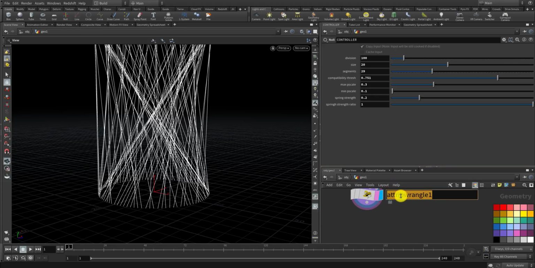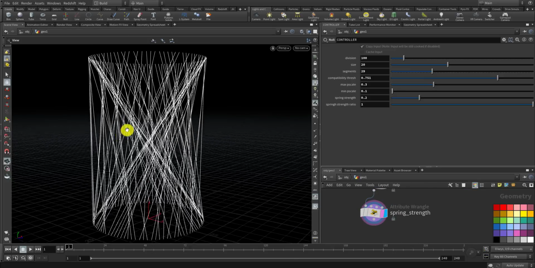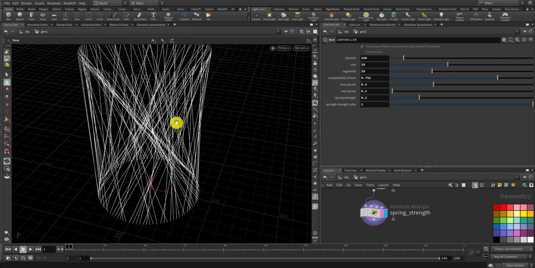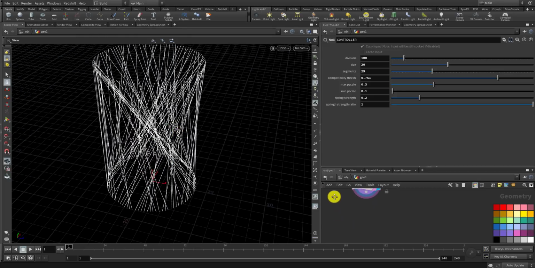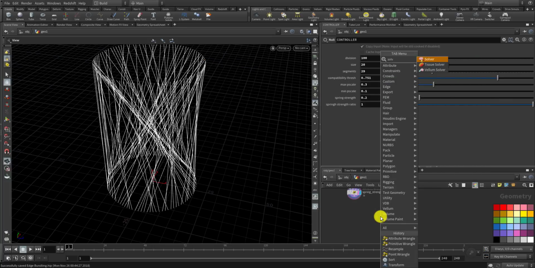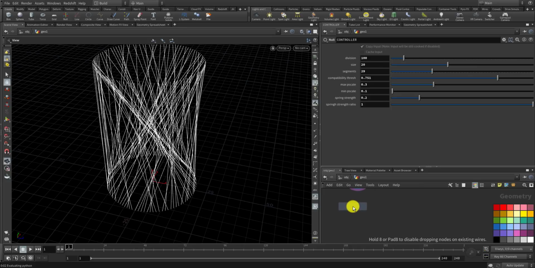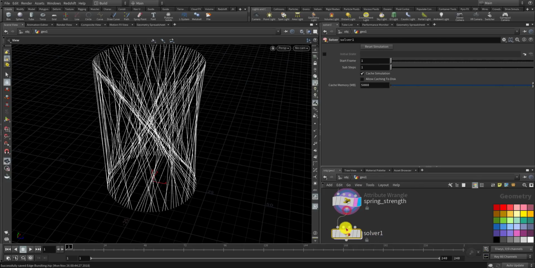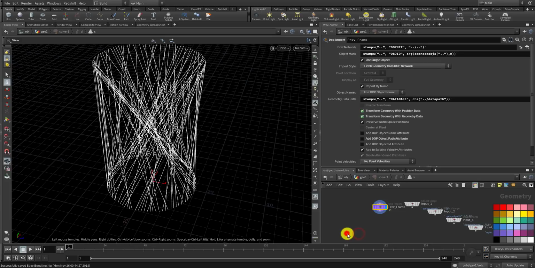And I'm gonna name this spring strengths. Now the preparation is done for the edge bundling. Now what I need to do is to create a solver to actually pull the paired line together with a specified strength, spring strength. So now let's do that.